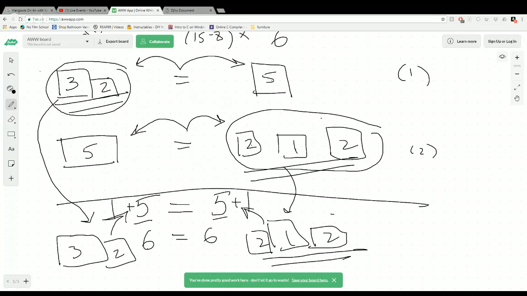Okay, so that actually ends the section on the distributive property, and the next section is going to be on exponents. So we'll do that next time.